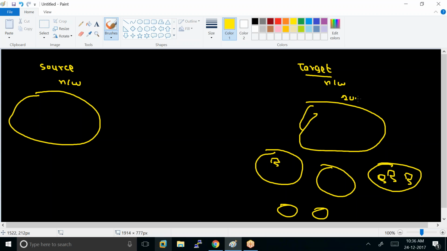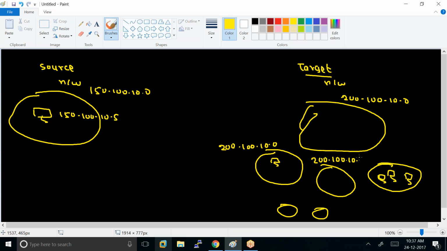Imagine the address is 200.100.10.0 is the network address. This corresponds to 150.100.10.0, and one computer here will be having address 150.100.10.5. And imagine this is your network. How many subnets have we split it into? 8 subnets. The first subnet is 200.100.10.0. The second subnet is 200.100.10.32. Then the third subnet is 200.100.10.64. Okay. So all the computers within this will have the IP address.